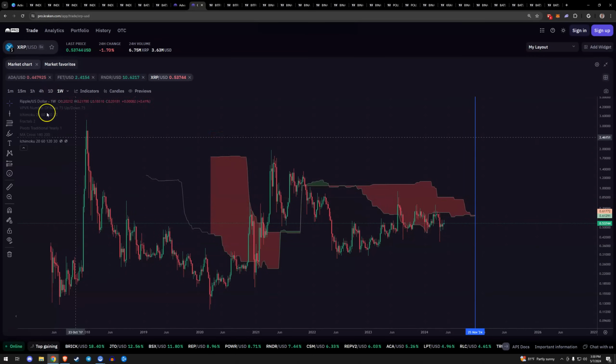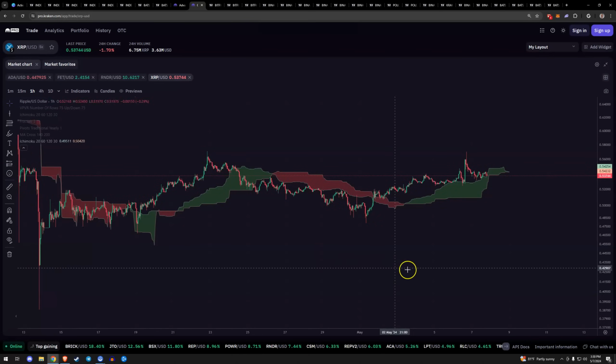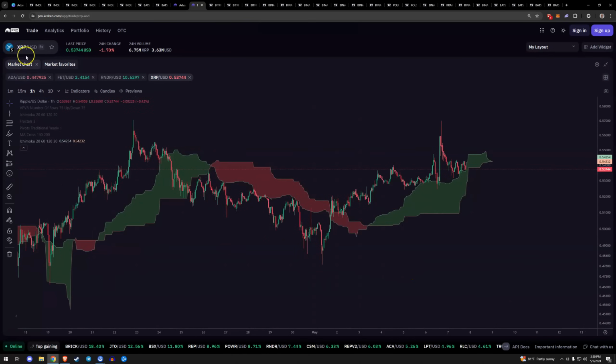But what I'm not going to do on this chart is go down to like the hourly and say, oh man, is there a trend here? I'm going to trade this. That's just not for me. Higher time frames always win.